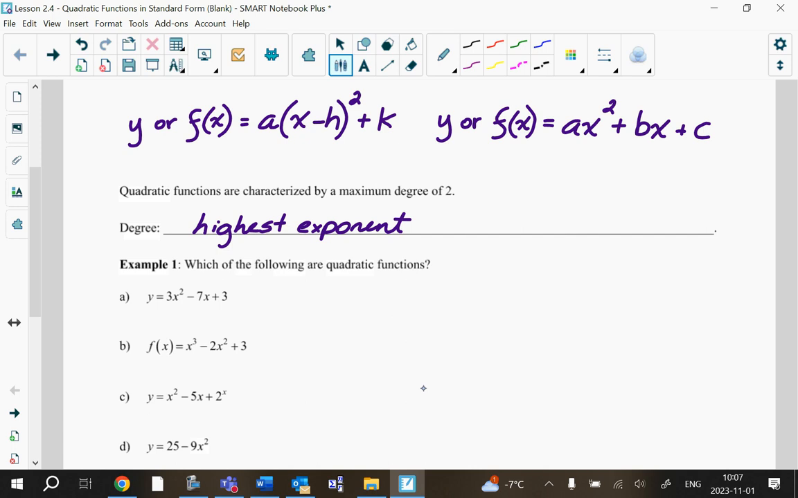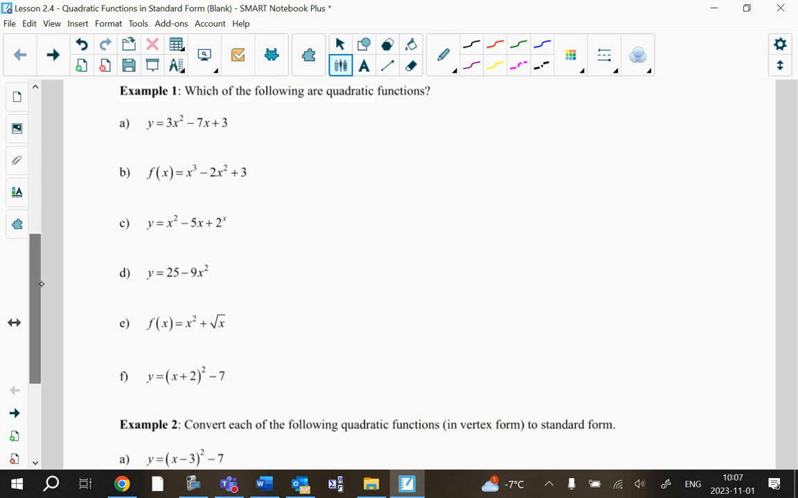If there's just an x or just a number, not quadratic. The exponents also have to be positive whole numbers. You can't have negative exponents. You can't have fractions. So look at these. Tell me which ones you think would be quadratic and which ones would not. You don't necessarily have to do them in order.